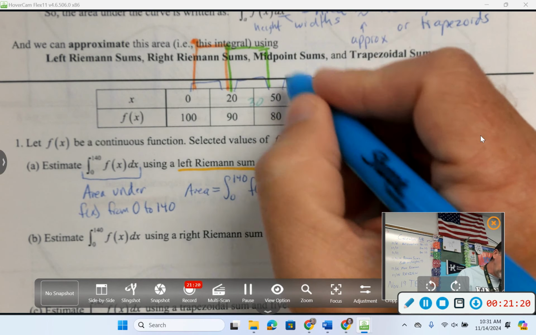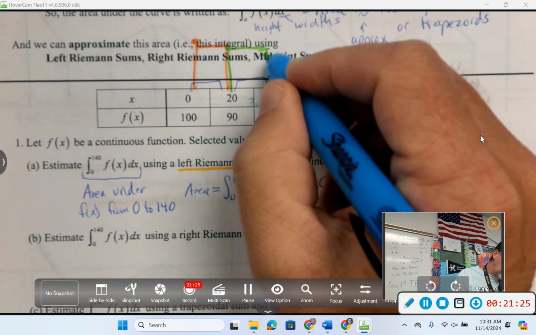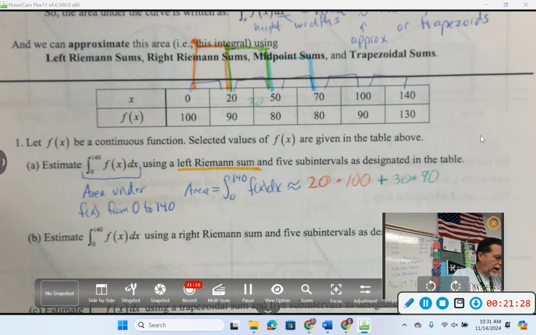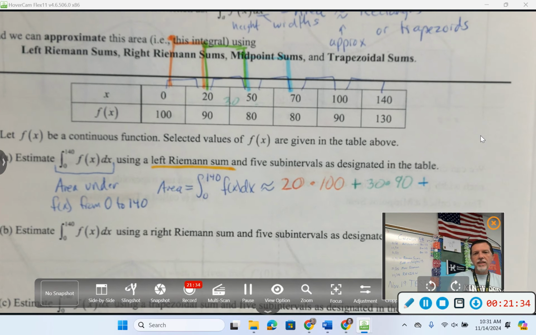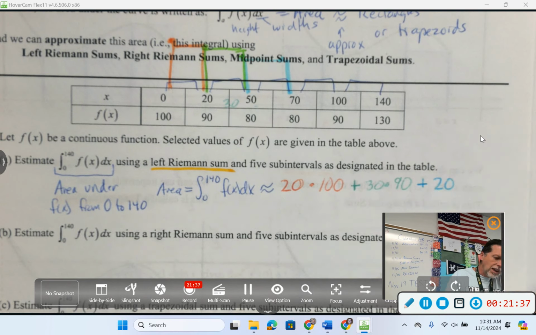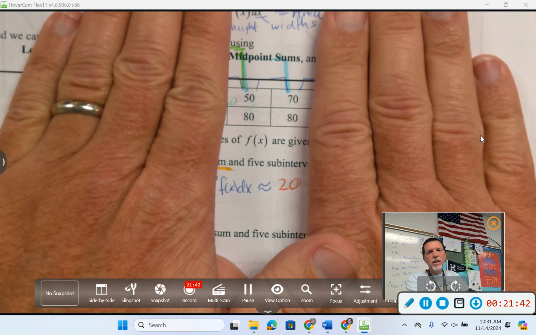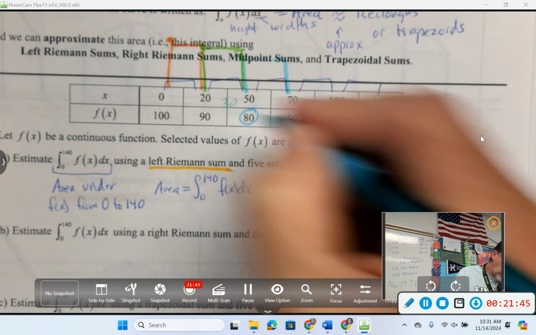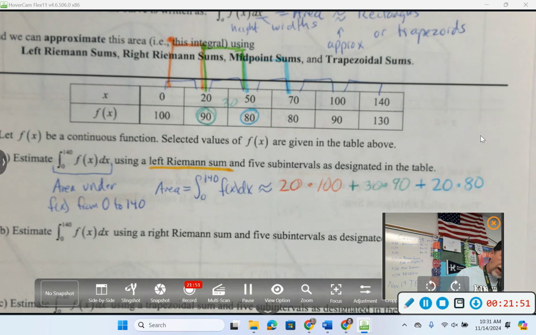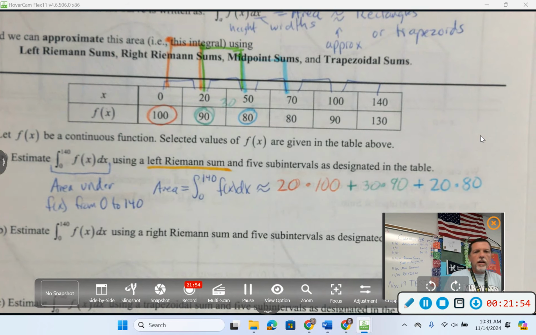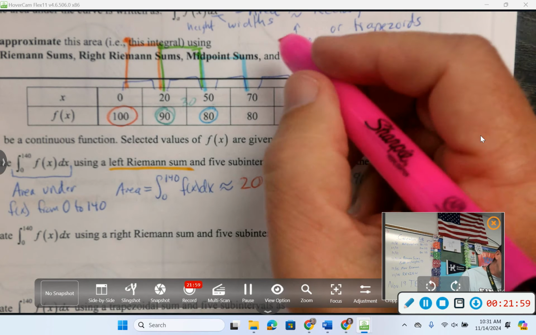All right, from 50 to 70, the height goes from 80 to 80. How wide is that rectangle? What's the width? 20. And I guess it doesn't matter which one we use on this one, but we should use the one on the left. 80. That would have helped maybe, color code the height to go with the rectangles. Running out of colors here.